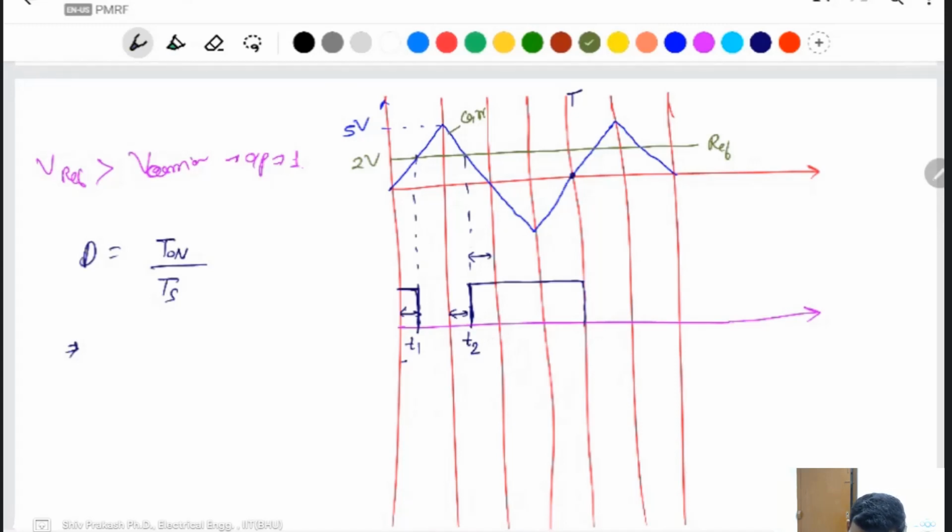Let's check. The half time period is written as T by 2. So the total time period of this same triangular wave: this one is T by 2, which means this one is T by 4 and this one is also T by 4. So the total time of this part is T by 2.